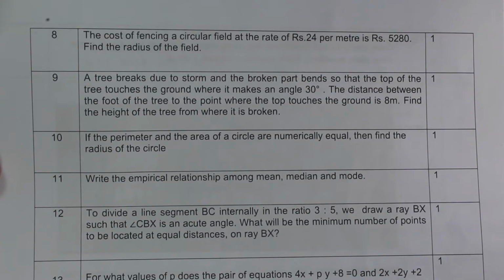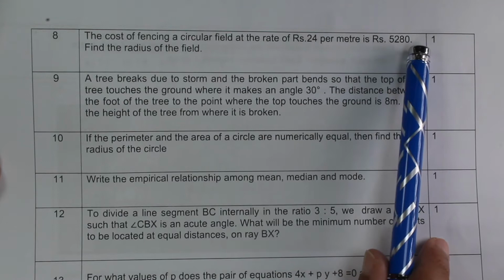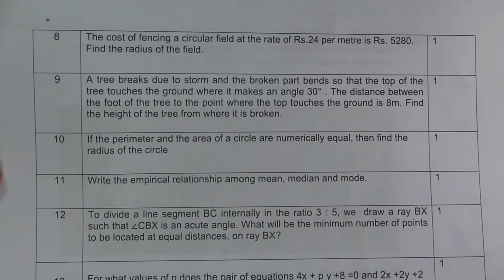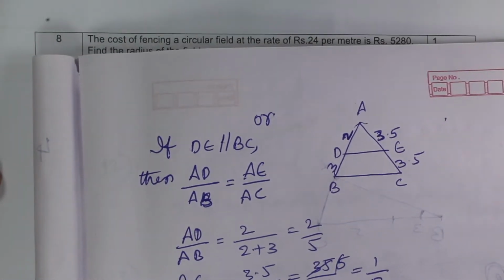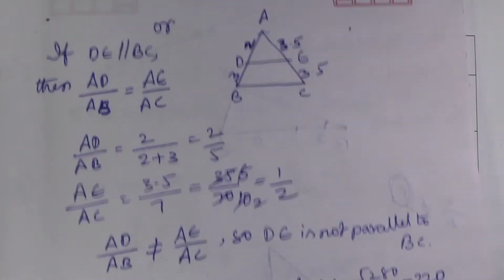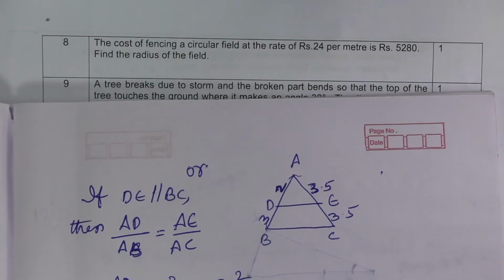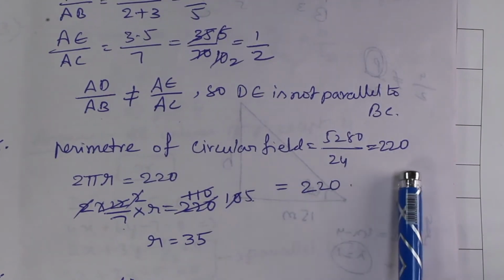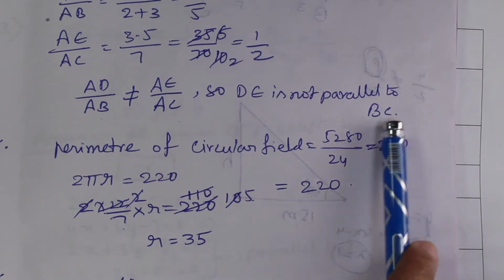The cost of fencing a circular field at the rate of rupees 24 per meter is rupees 5,280. Find the radius of the field. So from the cost of fencing the circle, given the cost of fencing the circle is 5,280 rupees and each meter costs rupees 24, from this we can get the perimeter of the circle, which is 5,280 divided by 24, that is equal to 220 meters. So 220 meters is the perimeter of the circle.